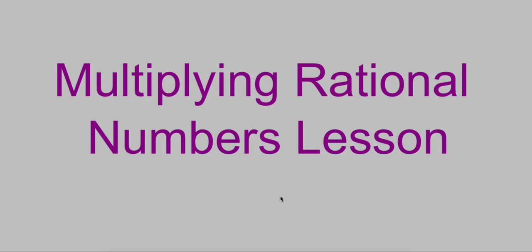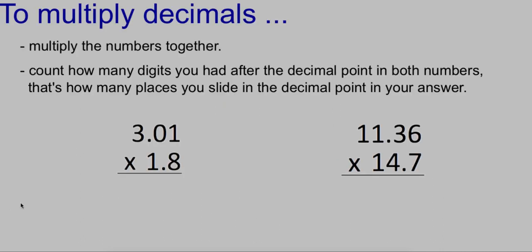Welcome to a nice quick lesson on multiplying rational numbers, which is another way of saying multiplying decimals in this case. It's basically a quick review of what we did in 6th grade with multiplying decimals, but now we're just going to add in the fact that we might have some negatives. So we're going to have to use our integer rules as well.